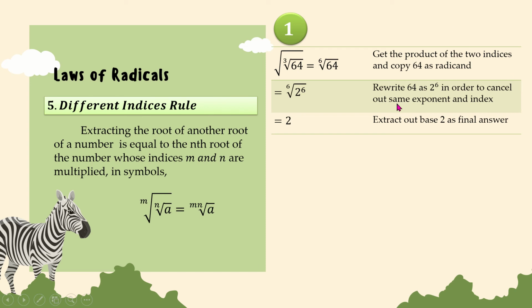In order to cancel out same exponent and index. So the base 2, yung exponent kay 6, yung index kay 6. So makancel. So therefore, we can extract out base 2 as our final answer.